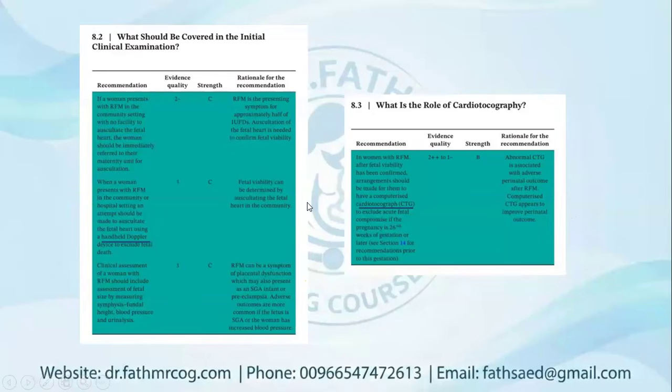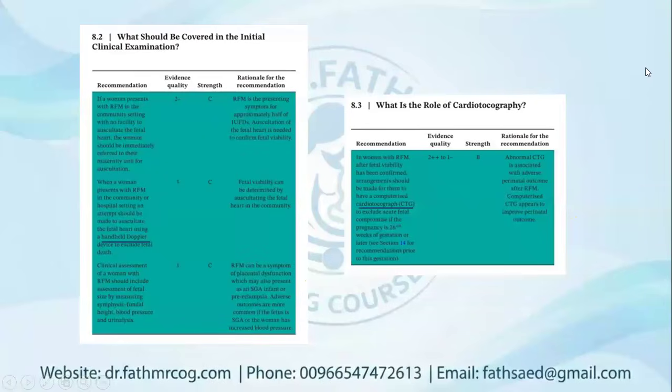If a woman presents with reduced fetal movement in the community setting with no facility to auscultate the fetal heart, the woman should be immediately referred to their maternity unit for auscultation. When women present with reduced fetal movement in the community or hospital setting, an attempt should be made to auscultate the fetal heart using a handheld Doppler device to exclude fetal death. Clinical assessment of women with reduced fetal movement should include assessment of fetal size by measuring symphysis fundal height, and blood pressure and urine analysis.